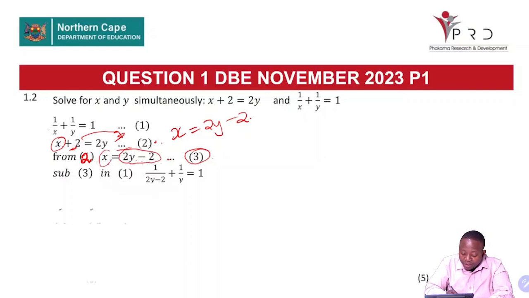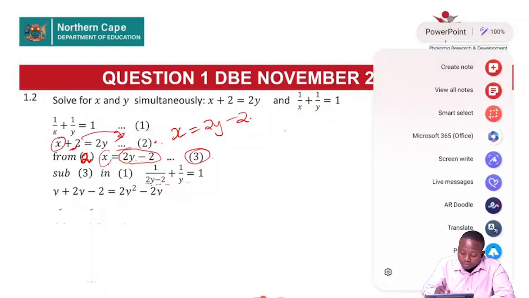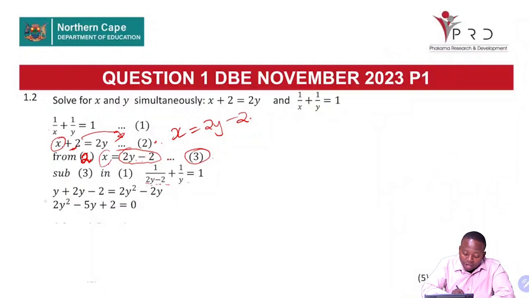So we can say it was 1 over x. So where there was x, I put 2y minus 2, plus 1 over y is equals to 1. Then we proceed to say, okay, from here, we look for our LCD there. So we work with the LCD in that case. Then when we work with the LCD, we now find y plus 2y minus 2 is equals to 2y squared minus 2y.